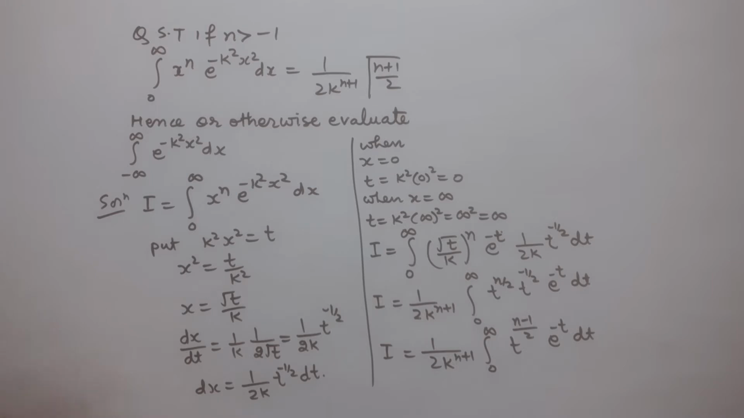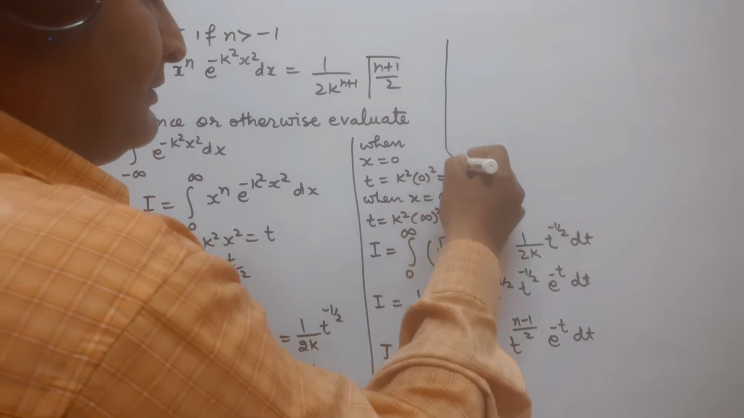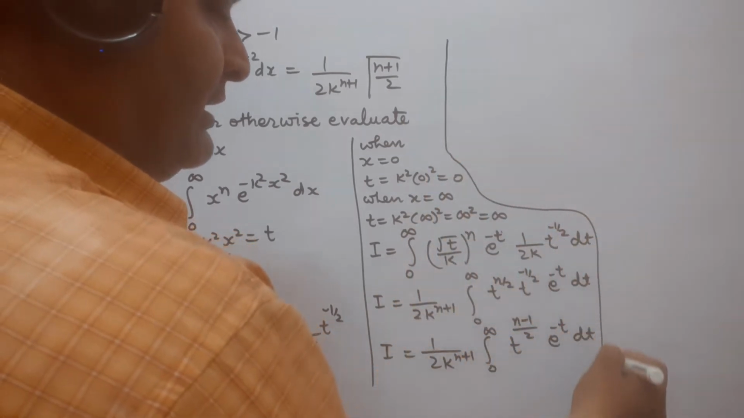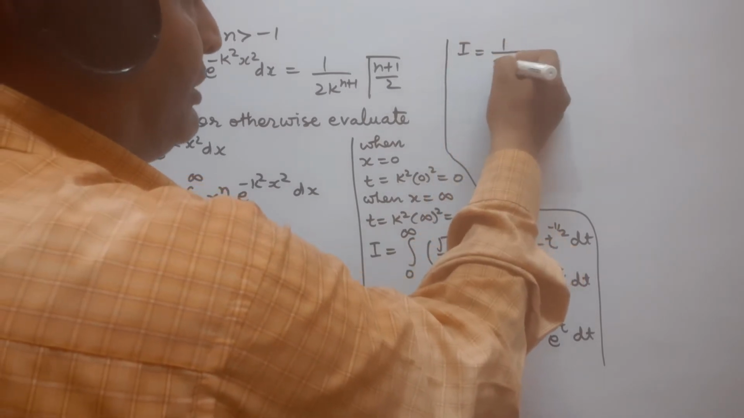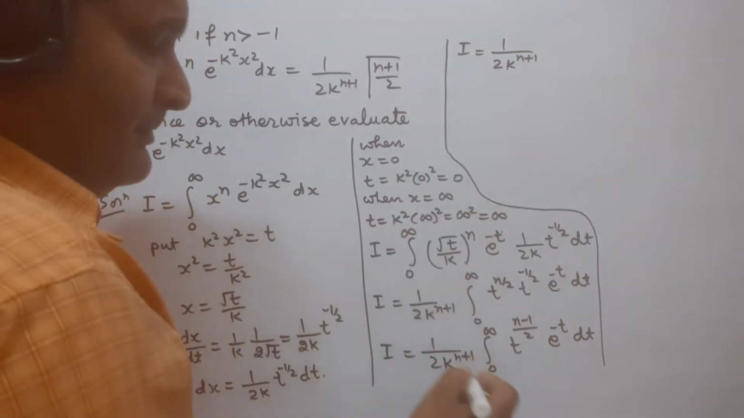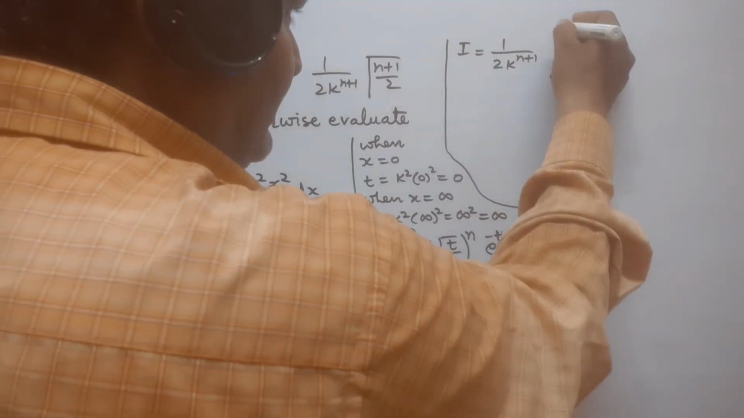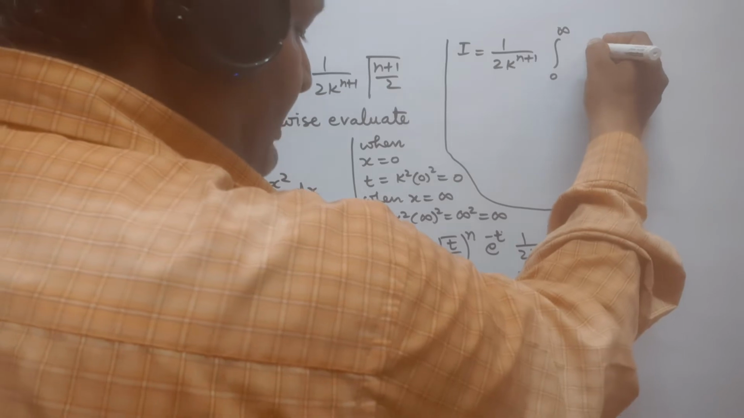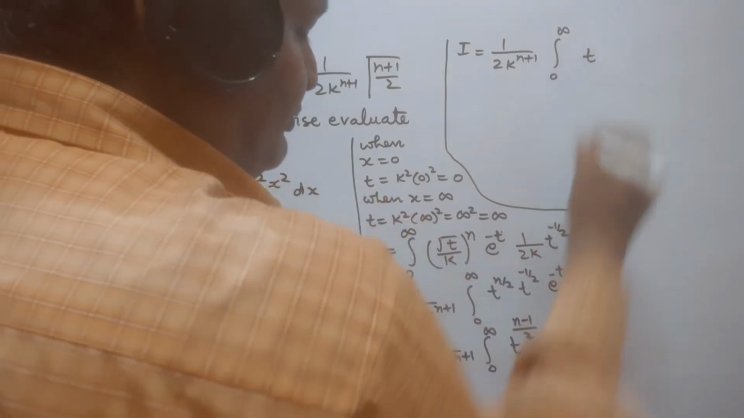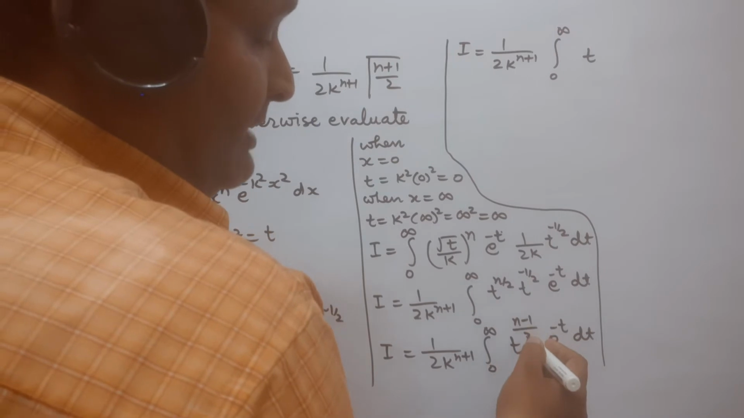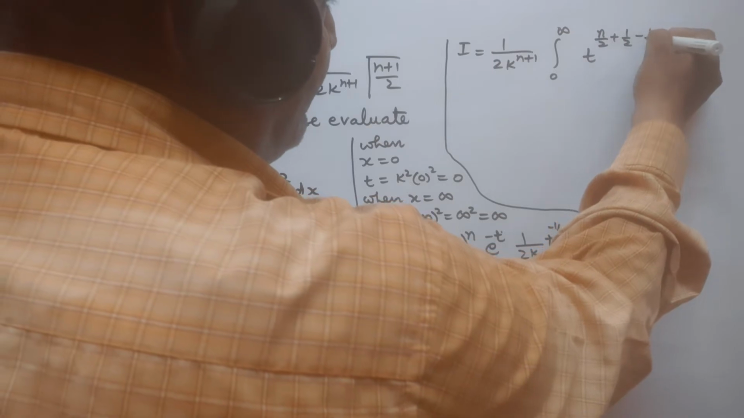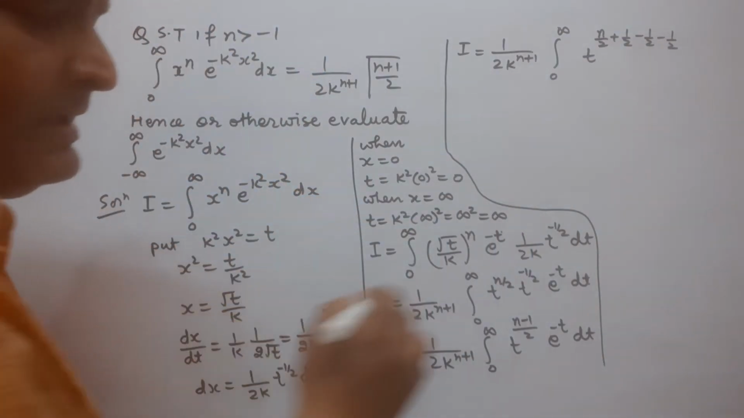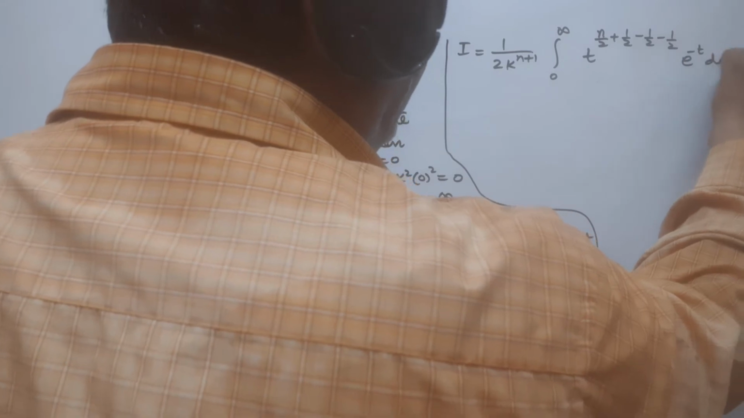Now we can write this integral as I is equal to 1/2 k to the power n plus 1, and this integral can also be written as 0 to infinity t to the power, here we write n by 2 minus 1 by 2, so here we write n by 2 plus 1 by 2 minus 1 by 2 minus 1 by 2, e to the power minus t dt.